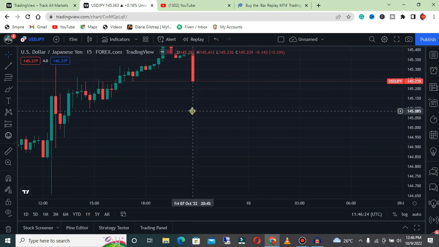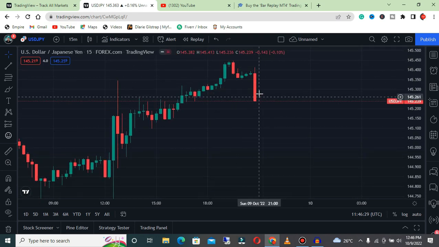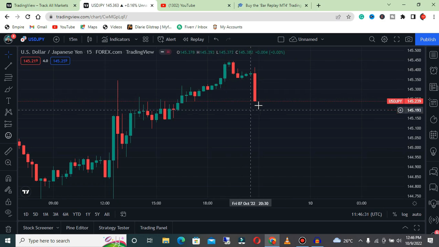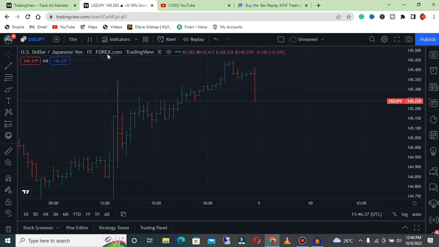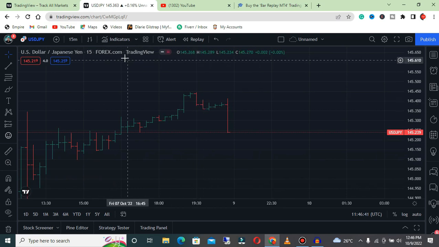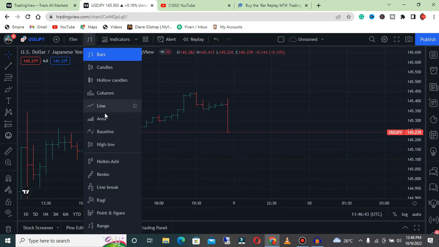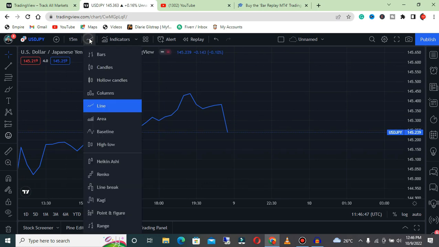What we have on the chart now, this red candle here and the green one here, is called candle, right? Because we are actually using this particular one here. If I click on the bars, you see that it changes. As you can see, this changed to bar. If I click another one here, which is called line, this is what we're going to have. The same thing happens with baseline. This is what we're going to have.